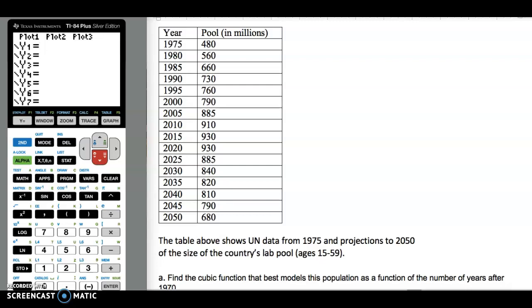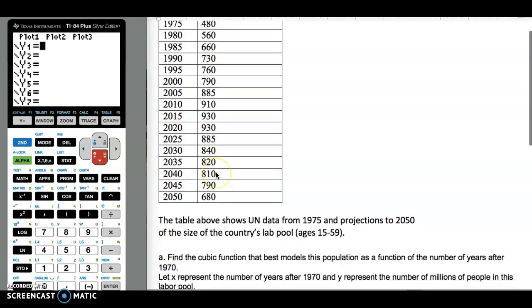Here's an example using the TI-84 Plus calculator to get cubic models. So here you're given a data set. The table shows UN data from 1975 and projections to 2050 of the size of the country's labor pool, ages 15 to 59. Here they're giving you years from 1975 to 2050, and then here they're giving you the labor pool in millions. So this represents X values, this represents Y's.